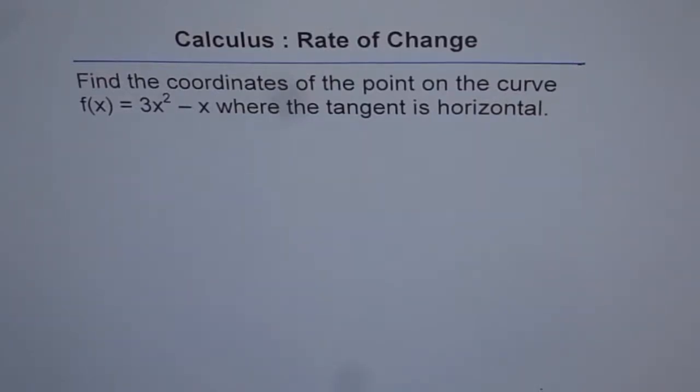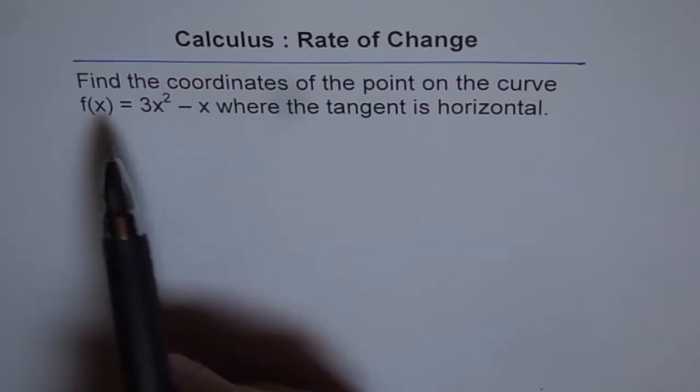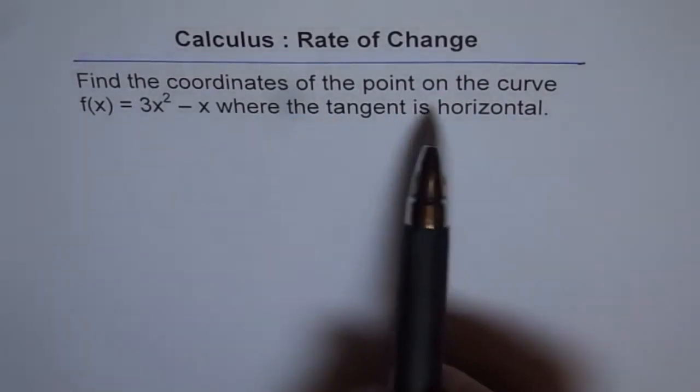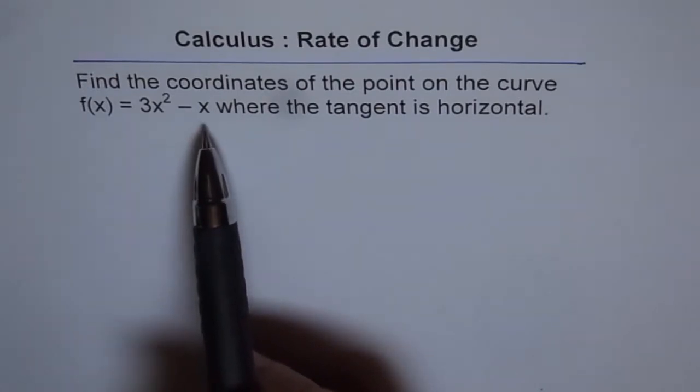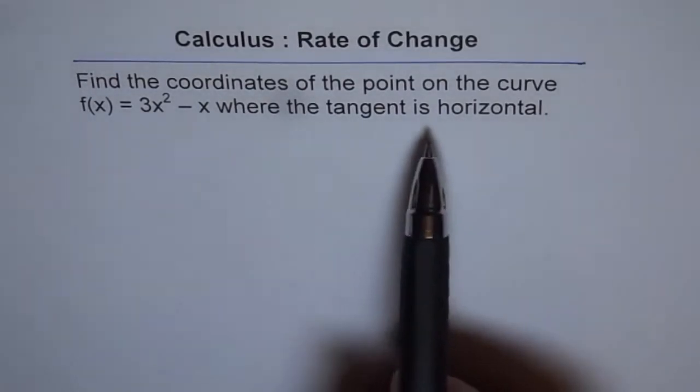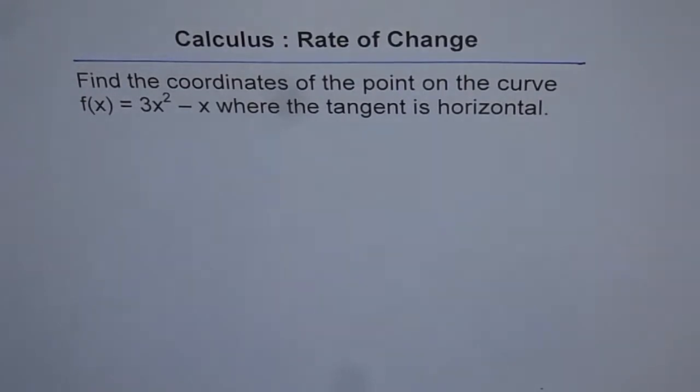Here is an interesting problem on rate of change. The question here is, find the coordinates of the point on the curve f of x equals 3x squared minus x, where the tangent is horizontal. Now, what do you understand by tangent is horizontal? Horizontal tangent means the slope is 0.